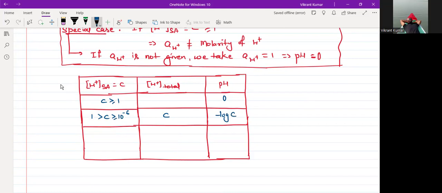Okay, if C is coming less than 10⁻⁶, not equal to, but less than 10⁻⁶, then we are saying H plus total will become C plus root under C square plus 4Kw, upon 2, and according to this, pH can be calculated as minus log of H plus total.